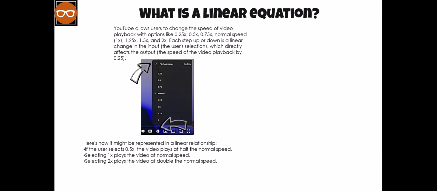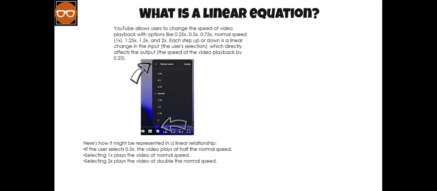Here's how it might be represented in a linear relationship. If a user selects 0.5x, the video plays at half the normal speed. Selects 1x, plays the video at normal speed. Selects 2x, plays the video at double the normal speed. Now, what would that look like as a graph?